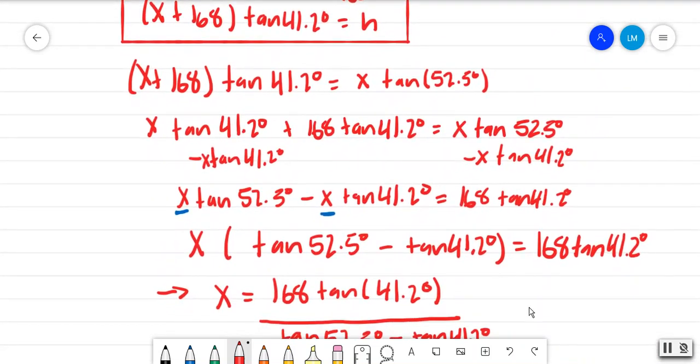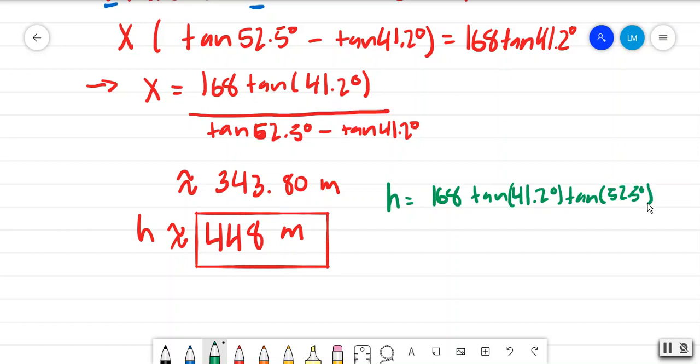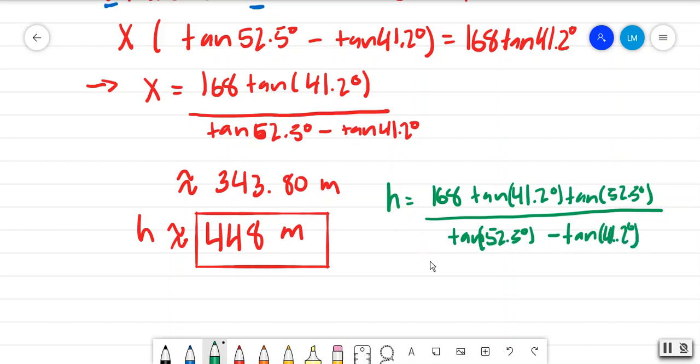So, if you want to put it all together, really all together, you could have said that h symbolically was equal to 168 tangent of 41.2 degrees, and then tangent of 52.5 degrees, and then all of this is divided by the difference of the two. So you have tangent of 52.5 degrees, minus tangent of 41.2 degrees, and then you just put that all together. So it gives you basically the same thing, like 448 meters.